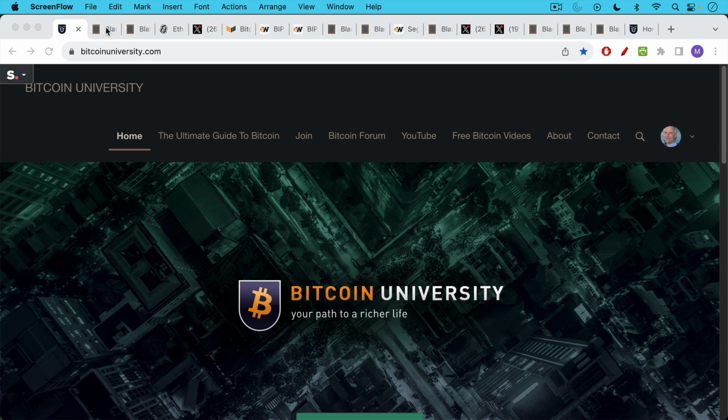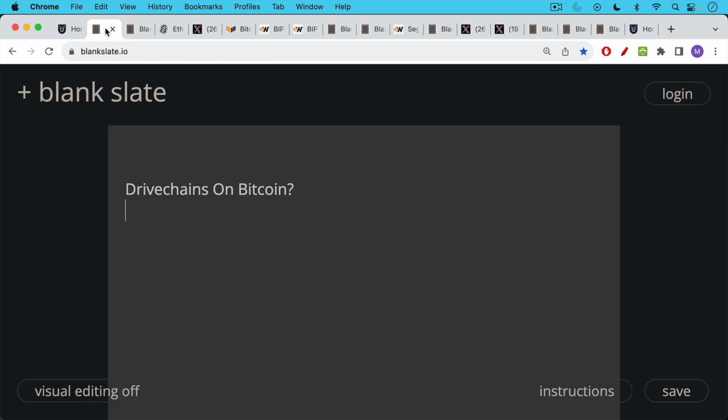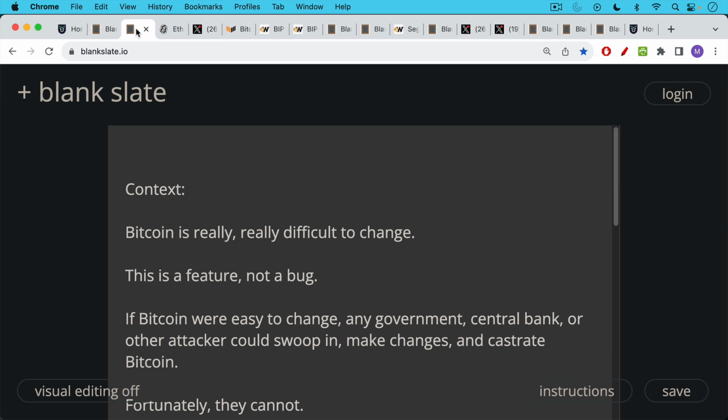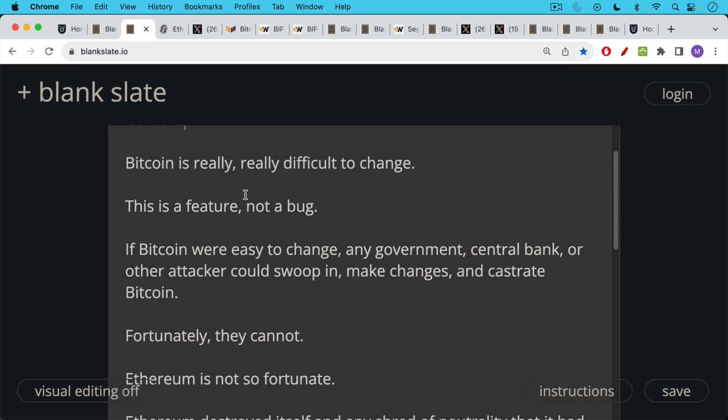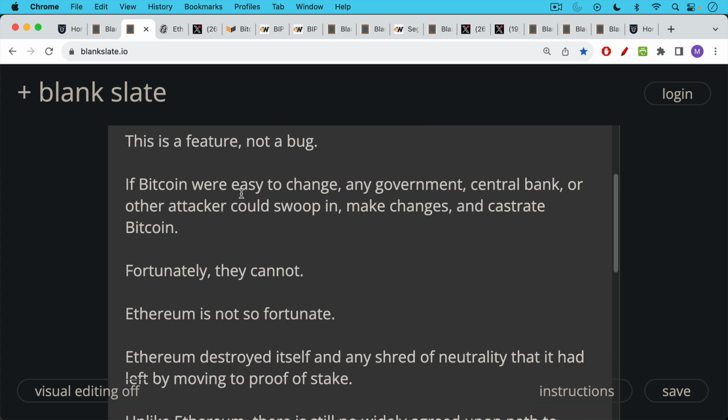This is Matthew Kratter from Bitcoin University, and today I wanted to talk about Drivechains on Bitcoin. The context for this is that Bitcoin is really, really difficult to change, and this is a feature rather than a bug, as a lot of people imagine. If Bitcoin were easy to change, any government, any central bank, any other attacker could just swoop in, make changes, and castrate Bitcoin. Fortunately, they cannot.